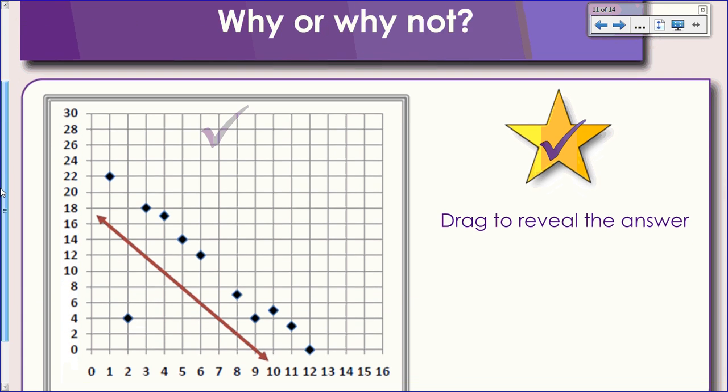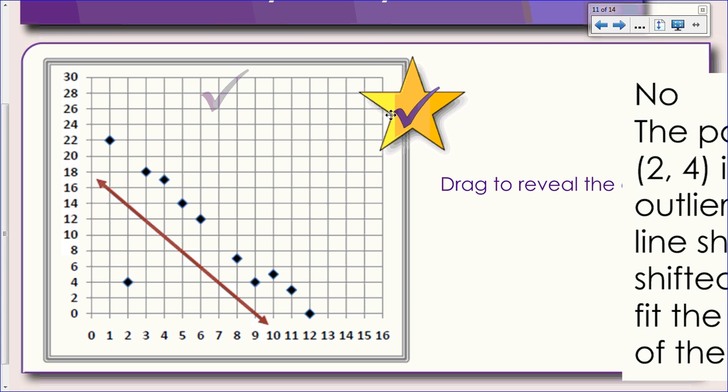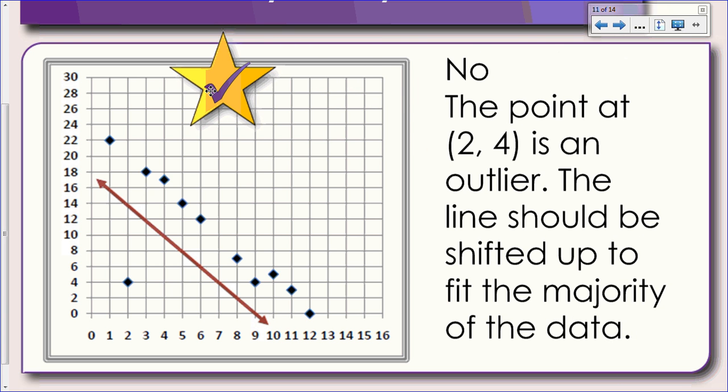Let's take a look at this one. Is this a good line of best fit? And the answer is no. The point 2-4 is an outlier. The line should be shifted up to fit the majority of the data. So this line should actually be up in here someplace.